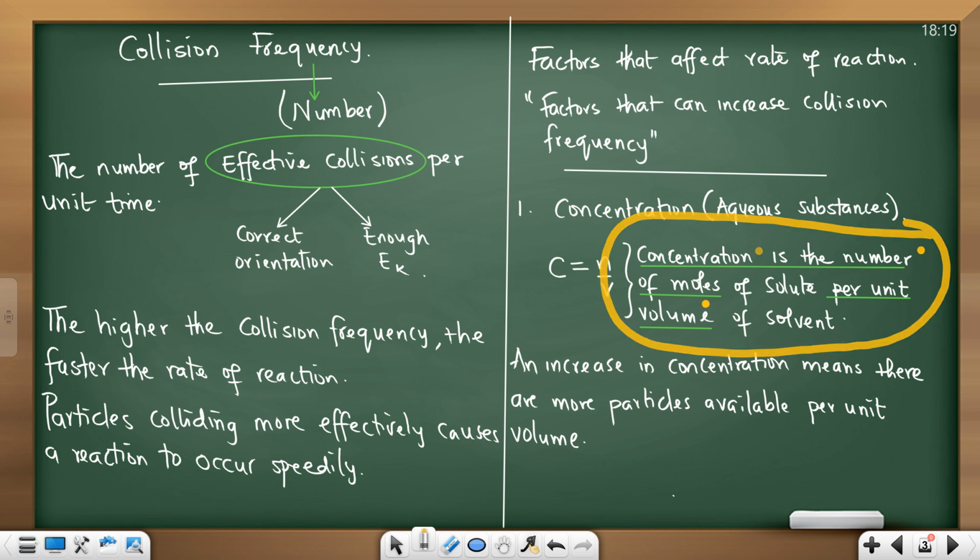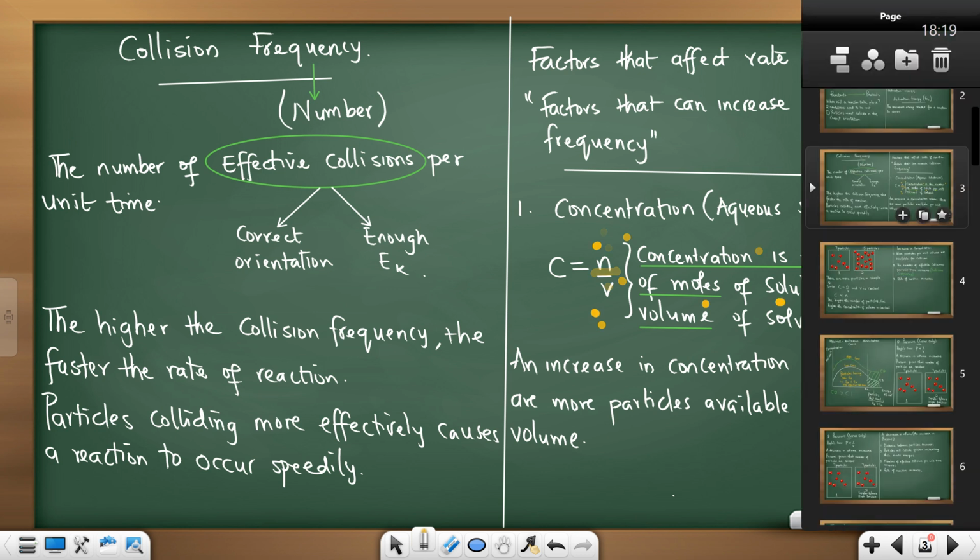Concentration is the number of moles of solute per unit volume. And this one, please don't stress, use the formula. What's your formula? N over V. What is N? Number of moles. What is V? Volume. That middle line is called per unit. We're done. So it's number of moles per unit volume.